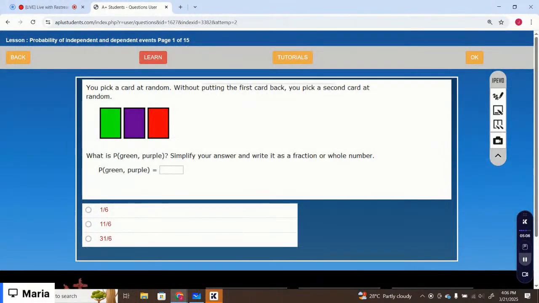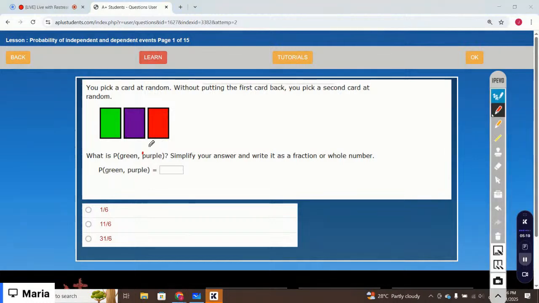Let's just start with the test questions. You pick a card at random without putting the first card back. You pick a second card at random. The probability of green and purple. So first time you have three cards, right? So the probability of green is 1 out of 3. Without putting the first card back, so you haven't put the card back.